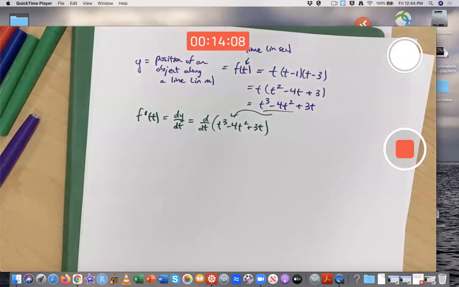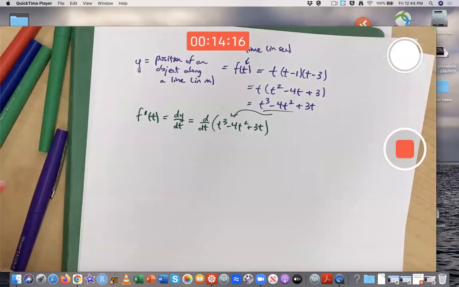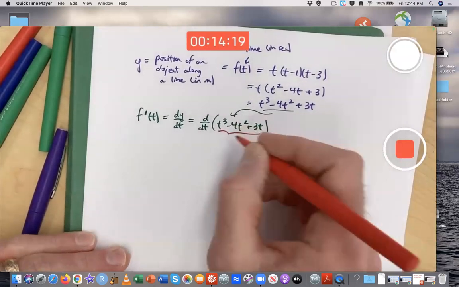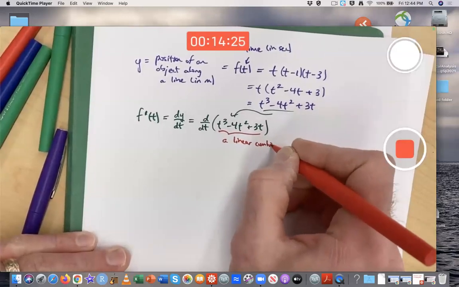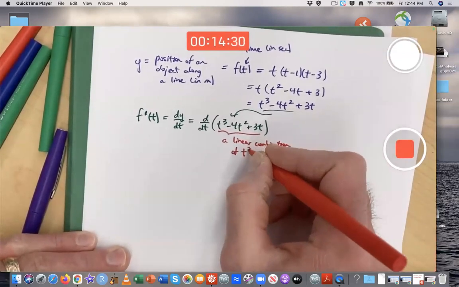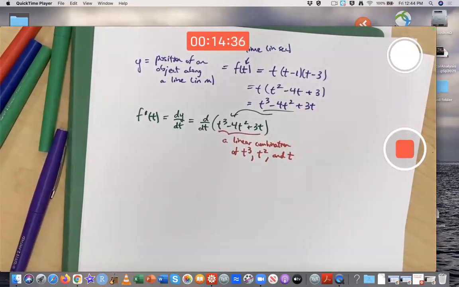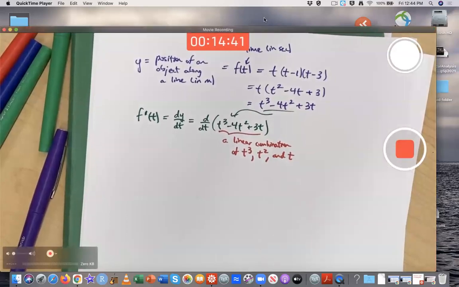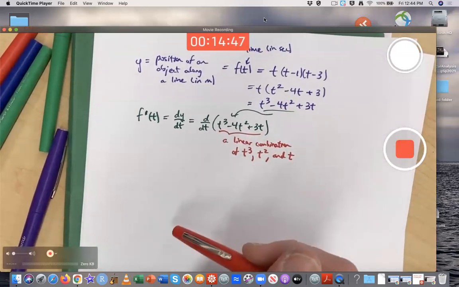Here's your first key abstract property of derivatives that we will use constantly for the rest of the course. This is the derivative of what's called a linear combination of some functions of t cubed, t squared, and t, say. What in the world is a linear combination? It's when you've got a bunch of functions, in this case, and you are multiplying them by constants and adding them and/or subtracting them.